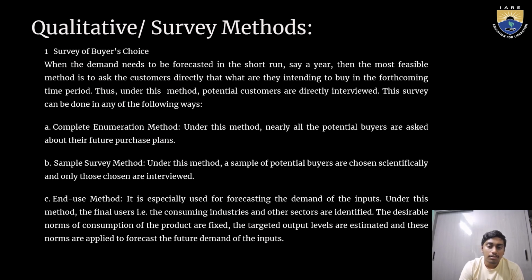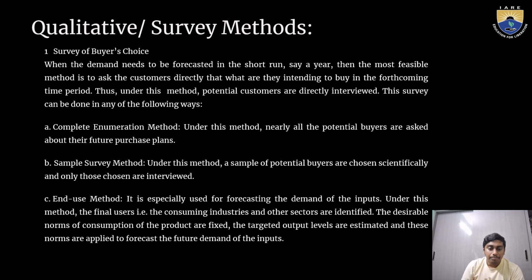Complete enumeration method. Under this method, nearly all the potential buyers are asked about their future purchase plans. Sample survey method. Under this method, a sample of potential buyers is chosen scientifically and only those chosen are interviewed.